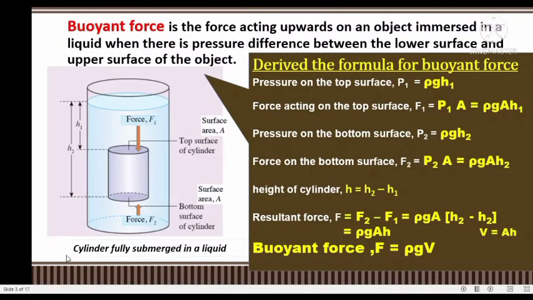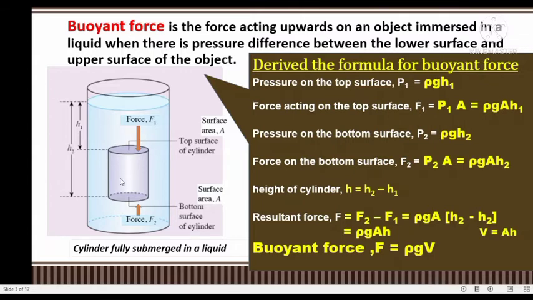When an object is immersed, either fully submerged or partially submerged in liquid, it will experience upthrust or buoyant force. So what is the meaning of buoyant force? Buoyant force is the force acting upwards on an object immersed in liquid when there is a pressure difference between the lower surface and the upper surface of the object. Let's look at this one.